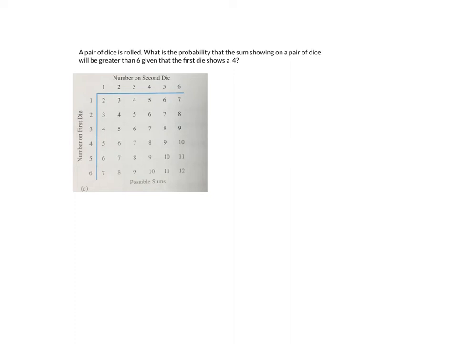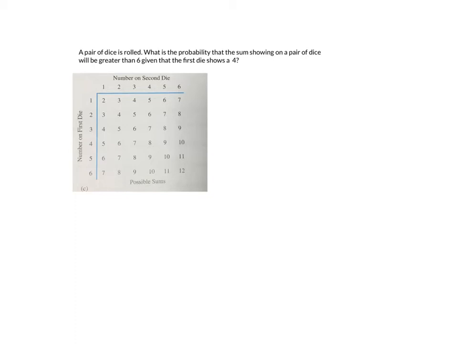So a pair of dice is rolled. What is the probability that the sum showing on a pair of dice will be greater than 6 given that the first die shows a 4? So we're going to use two approaches to solve this problem, and we should arrive at the same answer no matter which approach we use.